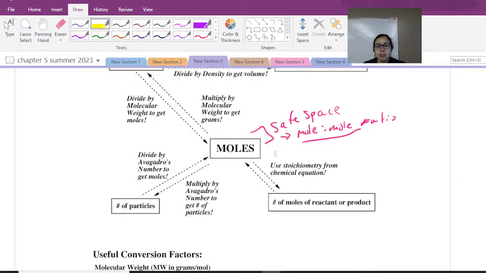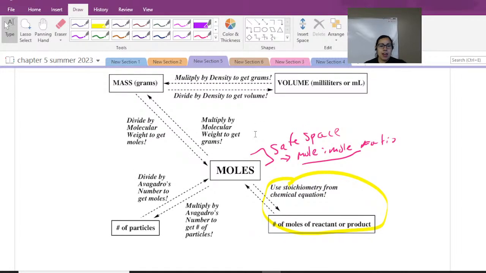But it reminds us, okay, we start with our stoichiometry. We'll look at some examples of this and do some more practice for the rest of class. There's no safe space in chemistry, other than moles. Moles are your safe space. Moles is always good.